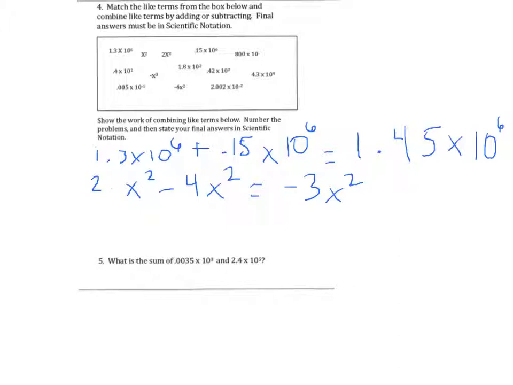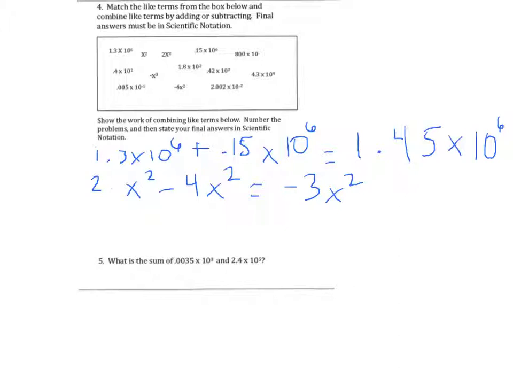So when adding and subtracting scientific notation, you need to have like terms. And so for scientific notation to be like terms, they're base 10. So I looked at both on the first example I have here, 10 to the 6th and 10 to the 6th. Those exponents match. So I can add 1.3 plus 0.15, and that's 1.45 times 10 to the 6th.